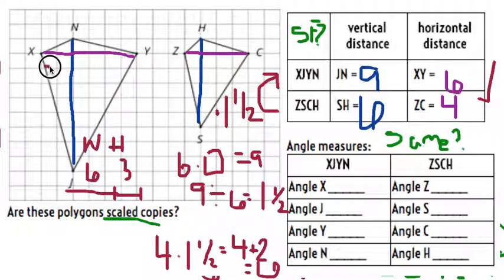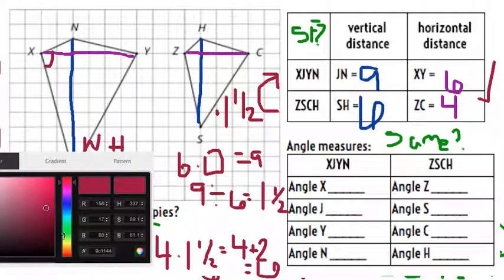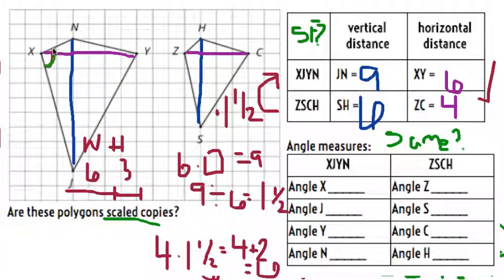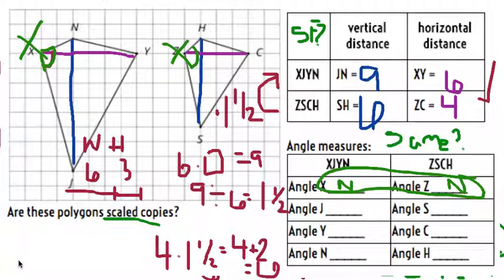So if we look at angle X here, let's get ourselves another color. If we look at angle X here, it would be good to trace it and then bring it over, which I can't do easily here. But if you did that here, you would find that Z is more obtuse. Z and X are not the same angles. So no, they are not the same. And if you measured them, you would get something like 100 and 120 here. That is all that you need to say that no, they are not scale copies.